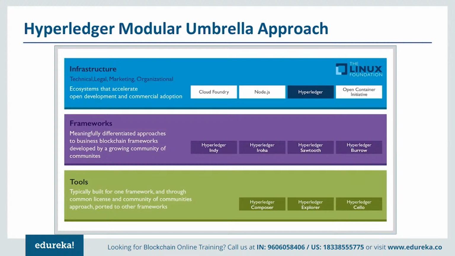So your infrastructure can be on your Cloud Foundry, which is a cloud platform. It can be on Node.js. It can be an open container. So one more thing which you, I think, need to know is that you can create multiple peers, multiple nodes, multiple services in a Docker container environment. You need not have the different node running.